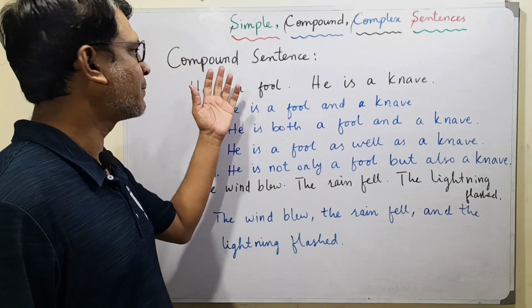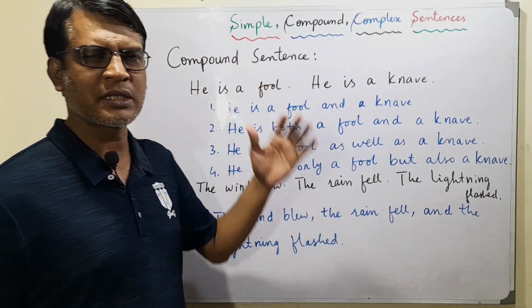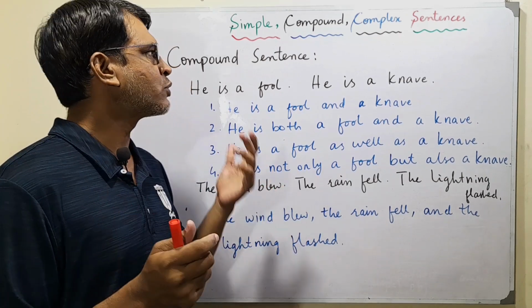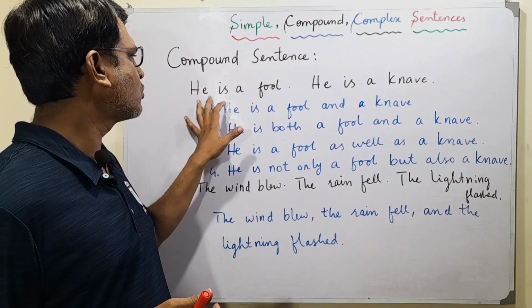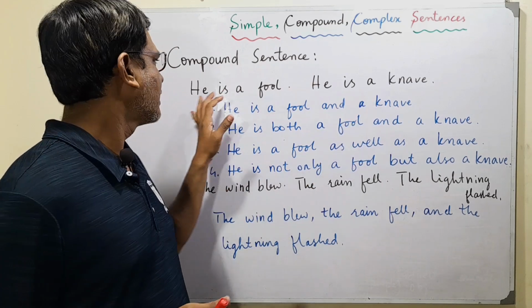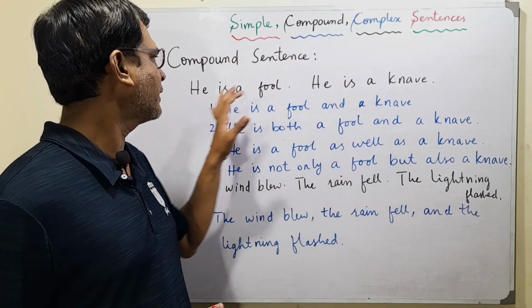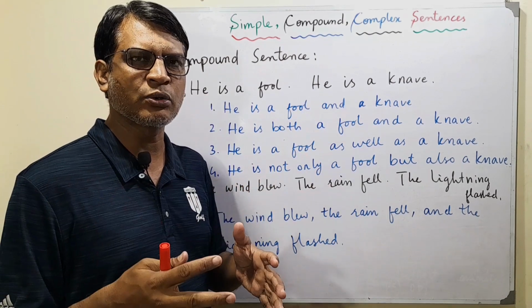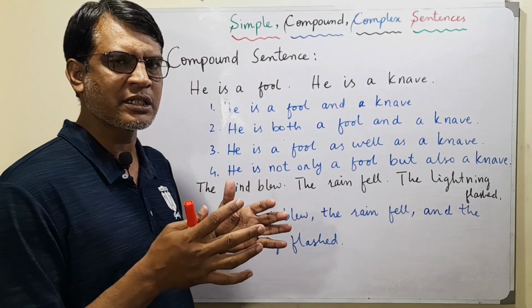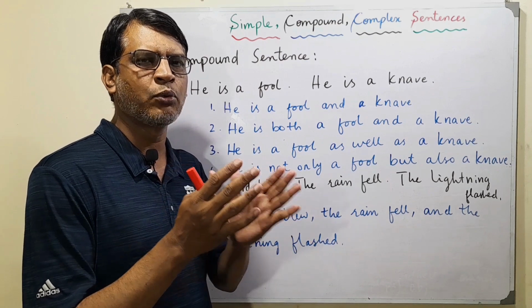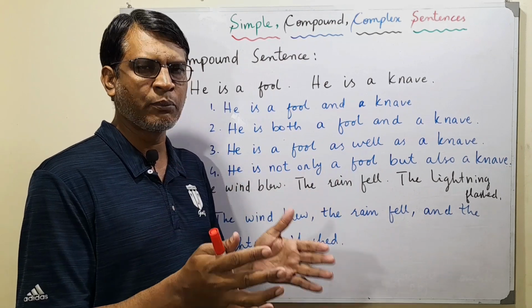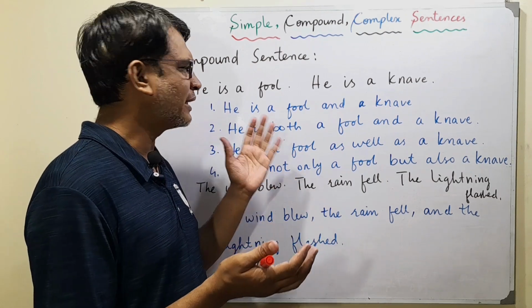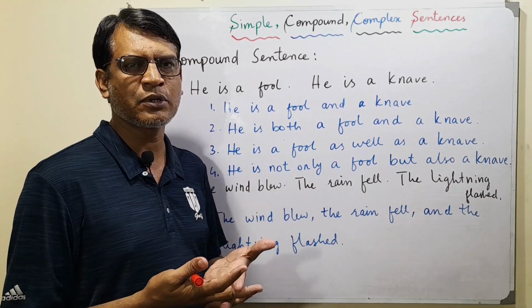Okay, now let's see a compound sentence. What is a compound sentence? Compound is a combination of two simple things. In a compound sentence, we have two simple sentences, like he is a fool, he is a knave. When joined together in such a way that when we separate them, both have their complete meaning, both will be called independent clauses. Actually, when they come in a compound sentence, they become clauses.